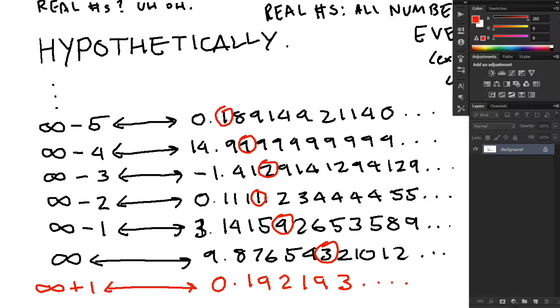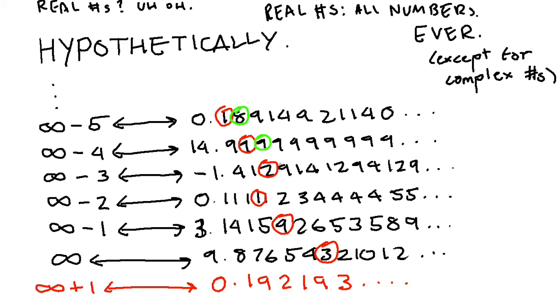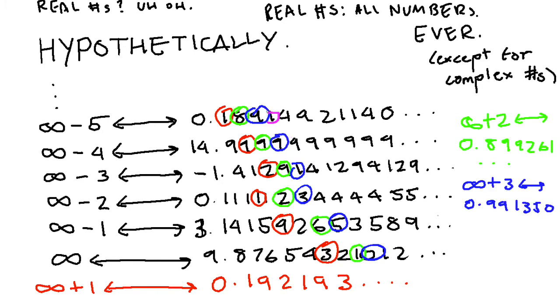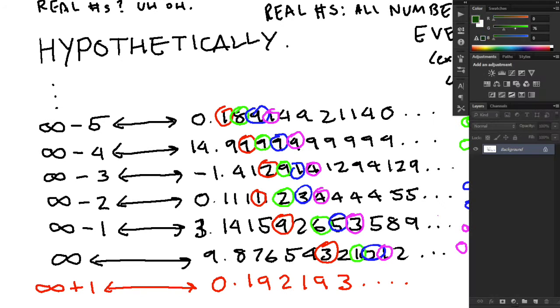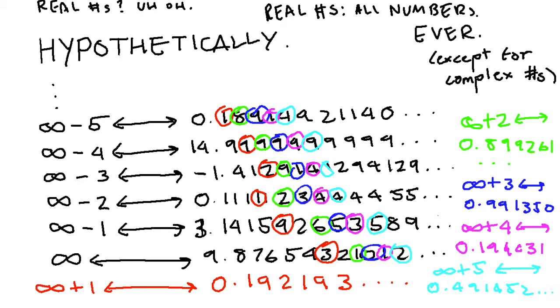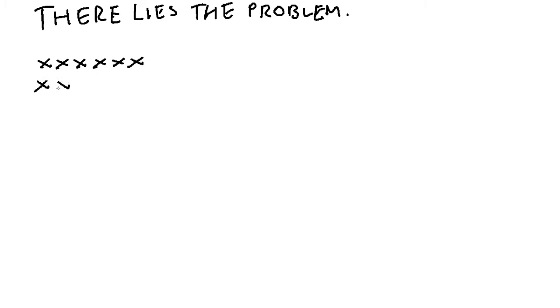Oh, but wait, we can do it again, except with the second decimal place of the first number, the third decimal place of the second number, and so on. Add that to the list, because we have a new number. And we can do it again, and again, and again. And therein lies the problem.